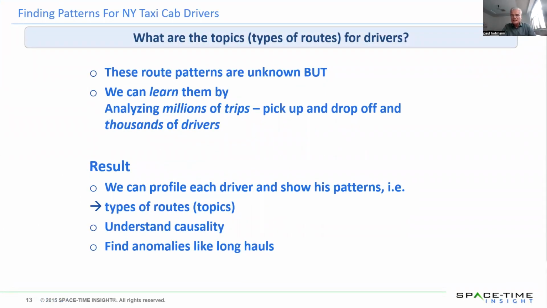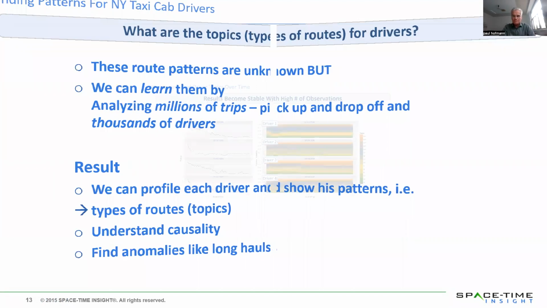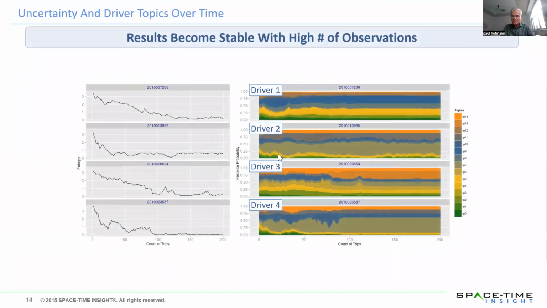You learn from millions of trips, the pickup and drop-off, and thousands of drivers. And what you find out is you extract these archetypes. You extract those types of trips, those profiles, and you see these are the drivers. On the left, you see the entropy, the measure of uncertainty. And after already 100 trips, you have a profile for each of the drivers. And then you can see if they are cheaters or not, or if what they offer you is in their profile or not, and so on.